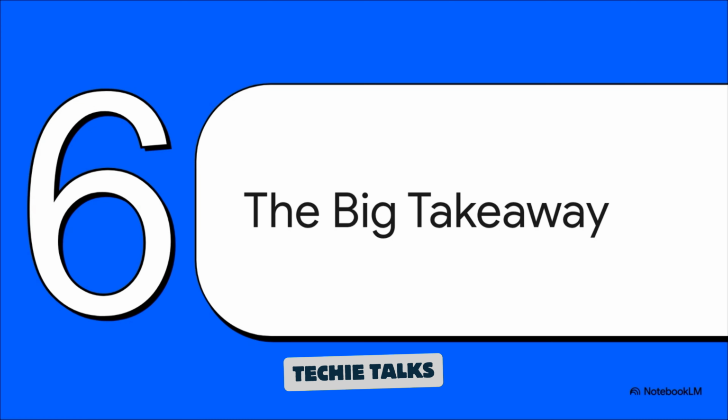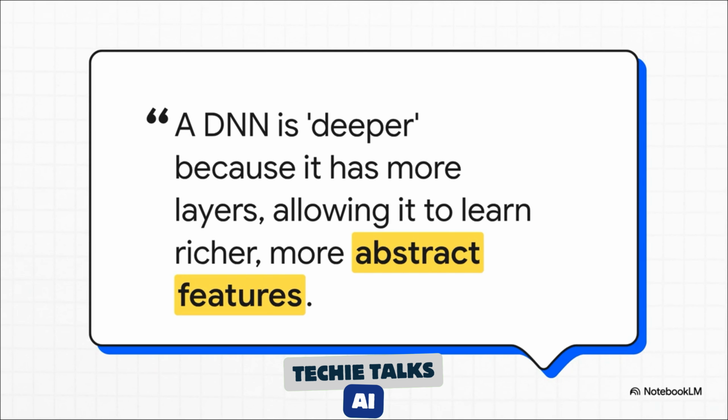So after all that, what is the one big idea you should really walk away with? I think this quote from our research really just says it all. A DNN is deeper because it has more layers, allowing it to learn richer, more abstract features, which makes it better at solving hard problems. That's it, right there. Depth creates abstraction, and abstraction is what lets us solve the really hard problems.